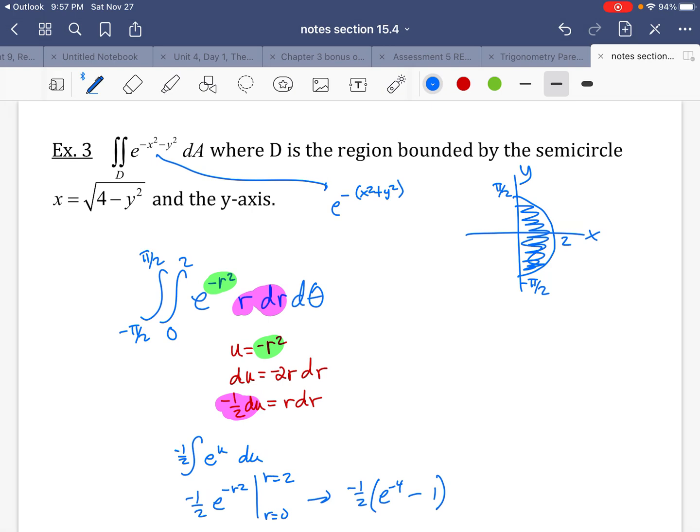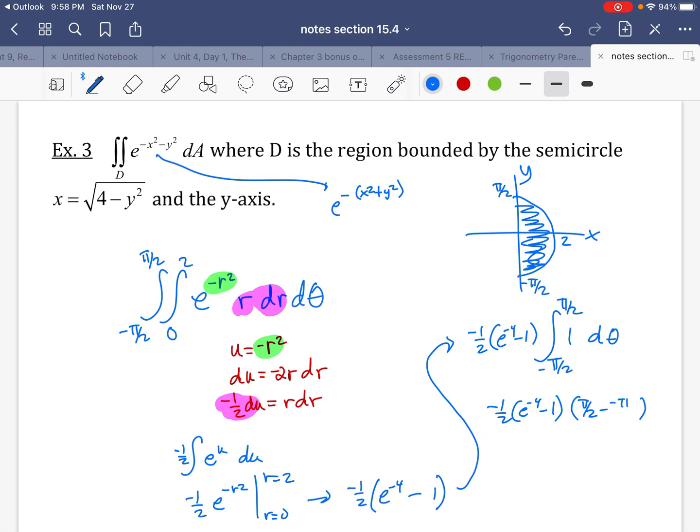All right, this is all just a big fat constant. So it's a big fat constant, e to the negative 4 minus 1, all in front of the integral from negative pi over 2 to positive pi over 2, and there's no theta left, so it's just the integral of 1 d theta. So like I said before, I have negative 1/2 times e to the negative 4 minus 1. When I integrate 1, I can just subtract my boundaries, pi over 2 minus negative pi over 2. So it's pi over 2 plus pi over 2, so that would be pi.